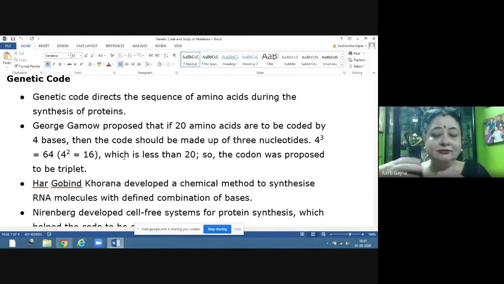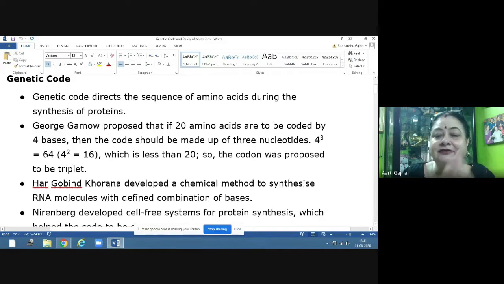So there has to be a combination of bases, because if there is one base for one amino acid, only 4 amino acids can be formed. And if there are 2, only 8 amino acids can be formed. But we want at least 20 amino acids. So he proposed that the code should be made up of 3 nucleotides, and it will give 64.